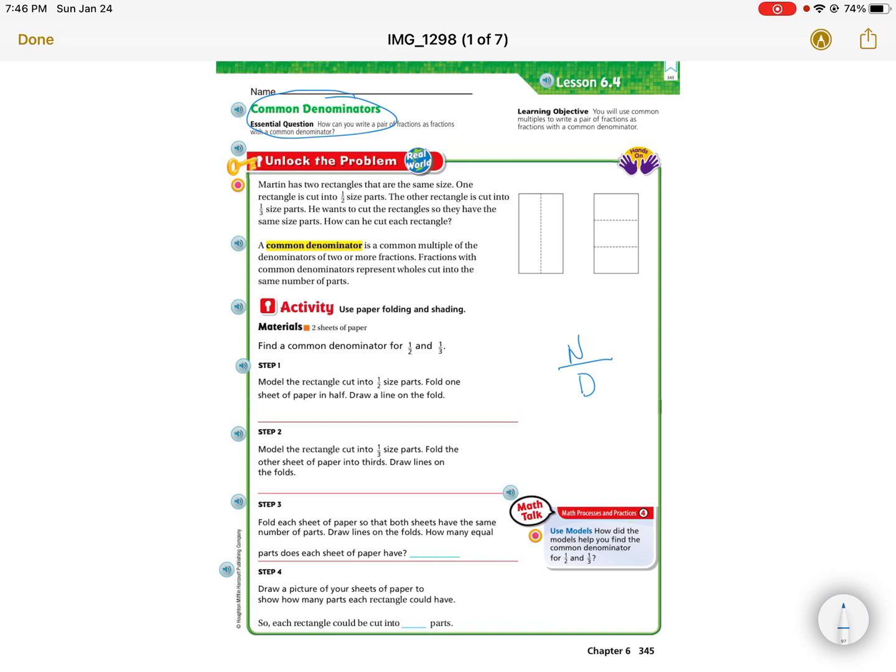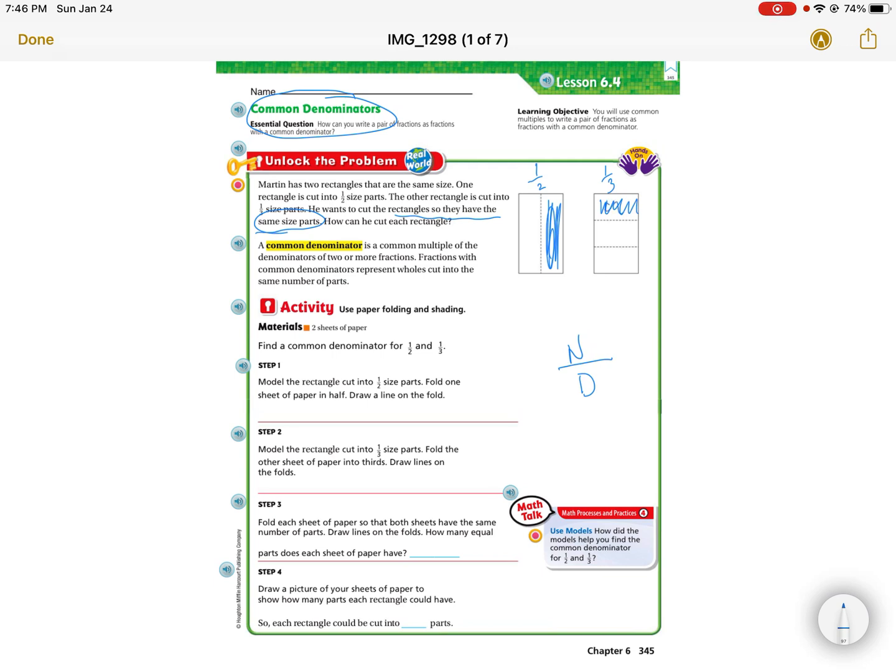Okay? We're going to be given two different fractions that are cut in different sizes, like the ones you see here. Martin has these two rectangles. This one is cut into halves, and this one is cut into thirds. He wants to cut or shade them so that the rectangles will have the same sized parts. Because you can see on this half, that's a lot more space than one of these thirds. It's a much bigger slice.